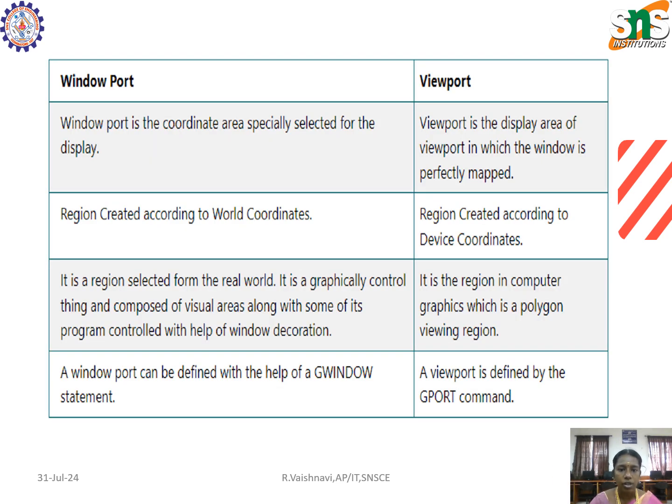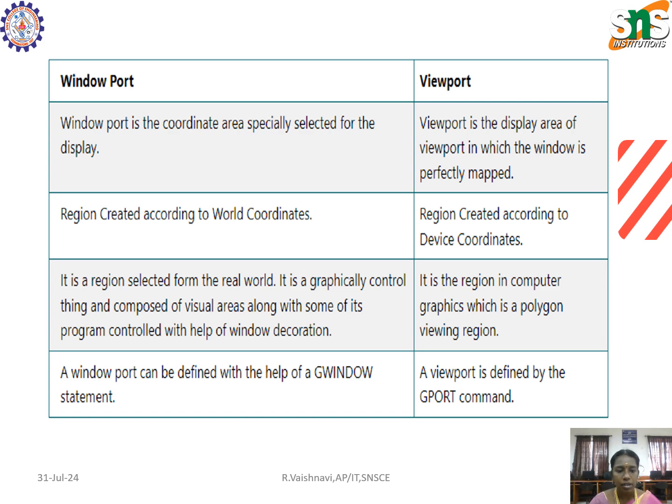Next one, window and viewport differentiation. The window is the coordinate area specially selected for display. The viewport is the display area in which the window is perfectly mapped. Second, the window is a region created according to the world coordinates. In the viewport, the region is created according to the device coordinates.